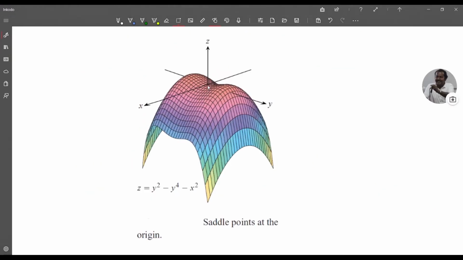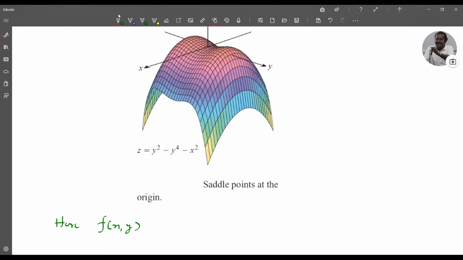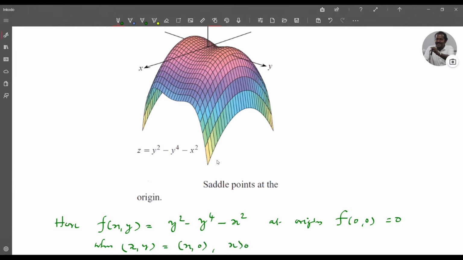Here origin is a saddle point because in the neighborhood of origin there are points at which y squared minus y raised to 4 minus x squared is less than 0, and there are points near (0, 0) at which y squared minus y raised to 4 minus x squared is greater than 0. So here f of x, y is y squared minus y raised to 4 minus x squared. At origin f of 0, 0 is 0, and on the positive x-axis, that is when (x, y) is (x, 0) where x greater than 0, we have f of x, y is 0 minus x squared. So this is less than 0.